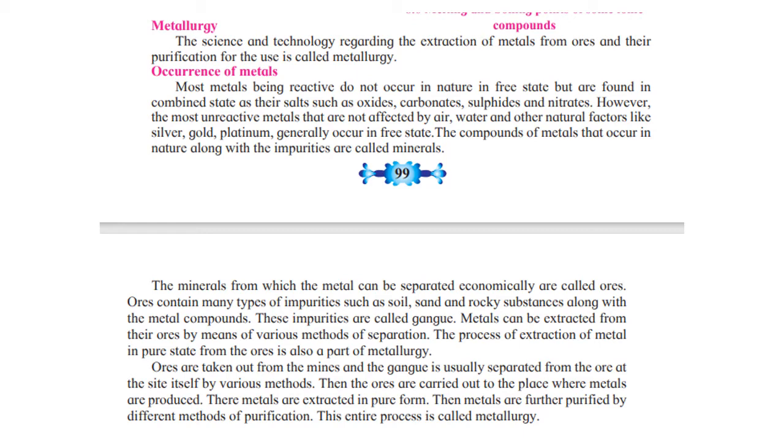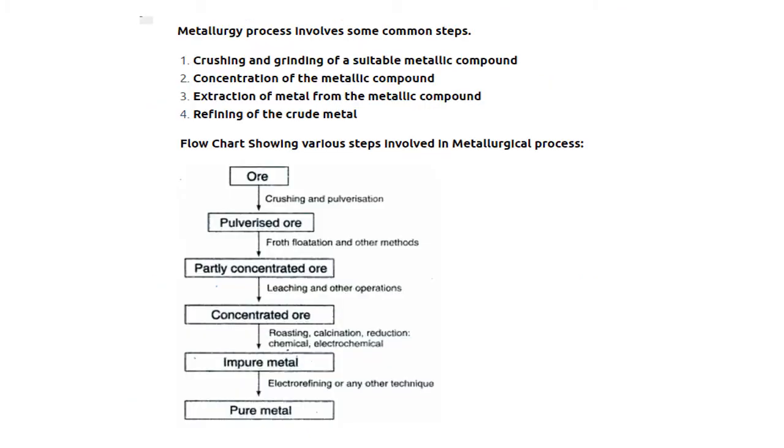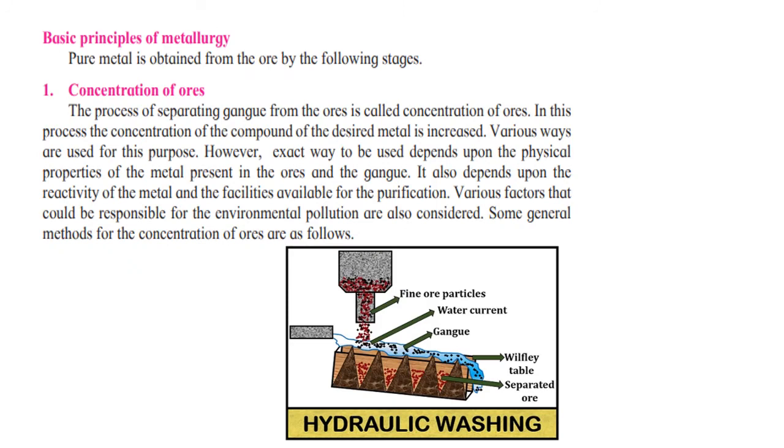In this chapter we will be learning a little bit more about the process in which we purify and extract. This is the flow chart that shows that from ore we get the pulverized ore, from that partly concentrated, impure metal and then pure metal is extracted. Basic principles of metallurgy. Metallurgy basically consists of two main parts. The first one is concentration of the ore and the second one is the purification of the metal.